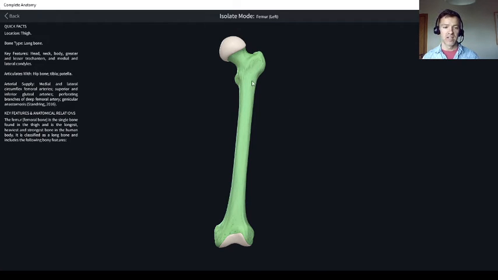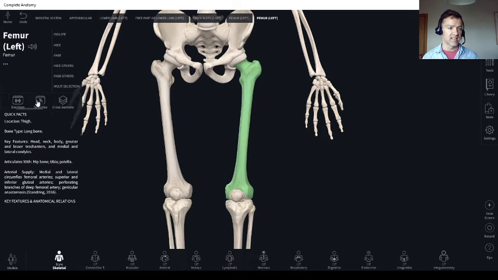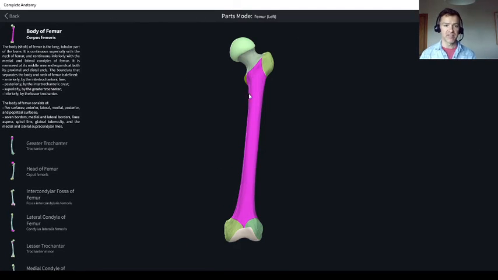So first of all, the main shaft of the bone here, so the main part of the bone is called the diaphysis. That is the main long part of the bone. So if we look there at the body of the femur, what's highlighted in purple there, that would be known as the diaphysis.